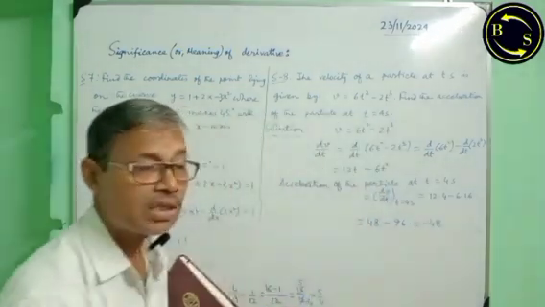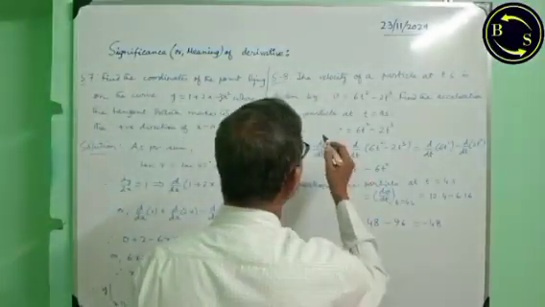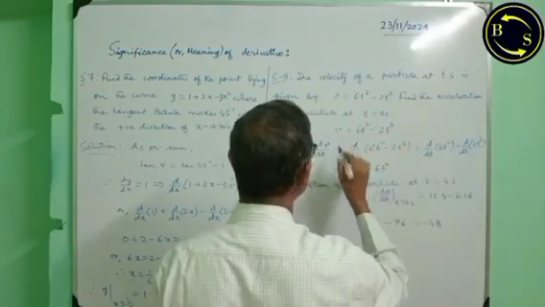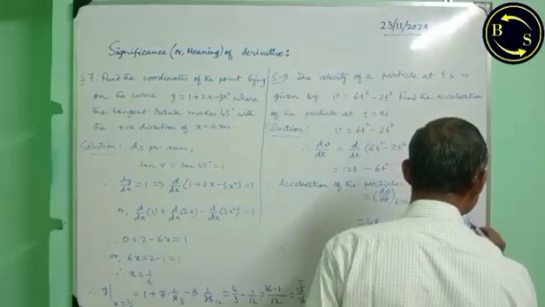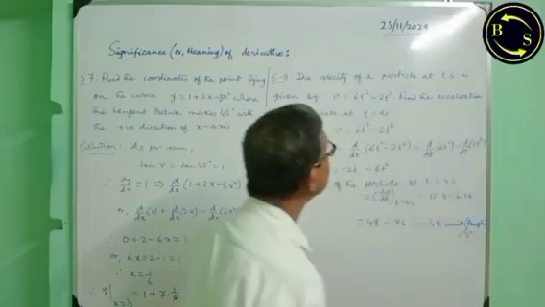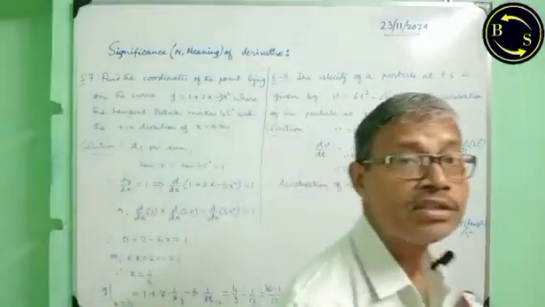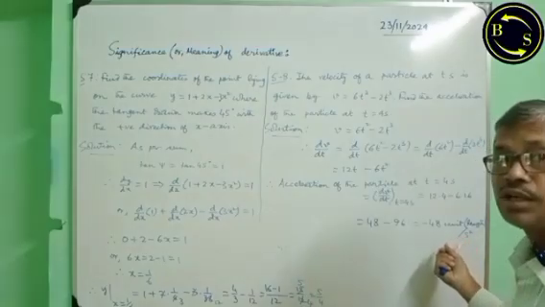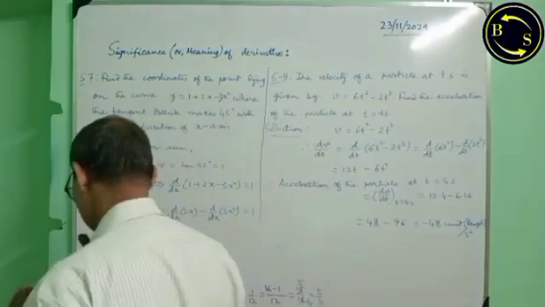Now since this is acceleration, we have to put the proper unit. Here the unit of time is not mentioned, so we just write the unit length per second square. The unit of acceleration is unit distance by unit time square. That is why I have written like this. Therefore, this sum is solved.